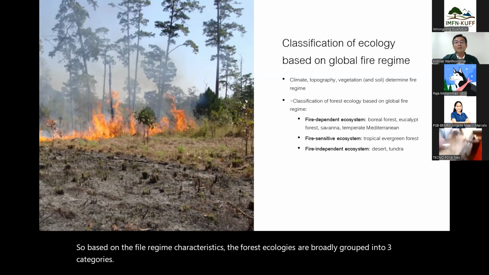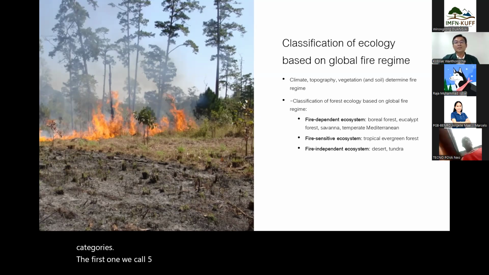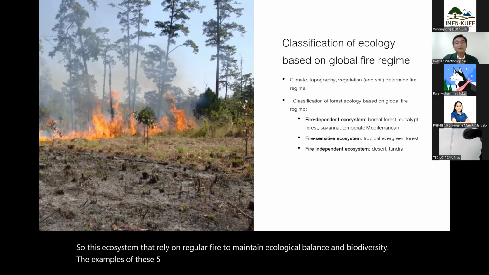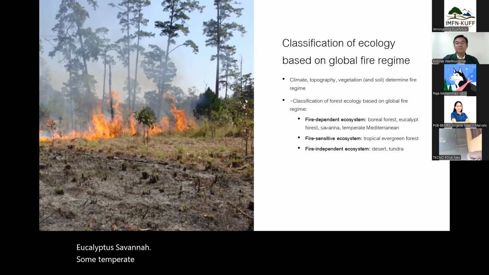The first one we call fire-dependent ecosystems. These are ecosystems that rely on regular fire to maintain ecological balance and biodiversity. Examples of fire-dependent ecosystems include the boreal forest, eucalyptus savannas, and some temperate Mediterranean forests. In these regions, fire helps to clear undergrowth, regenerate fire-adapted species, and cycle nutrients.